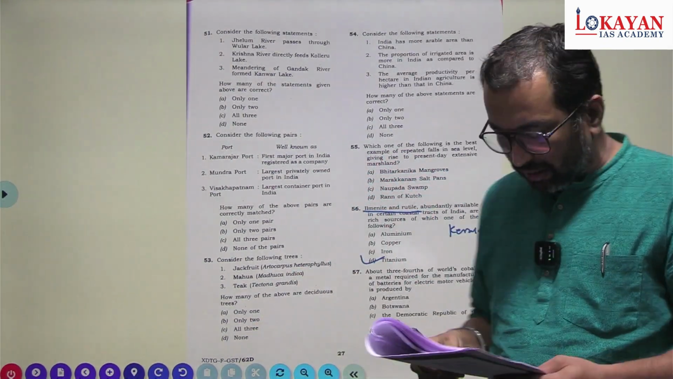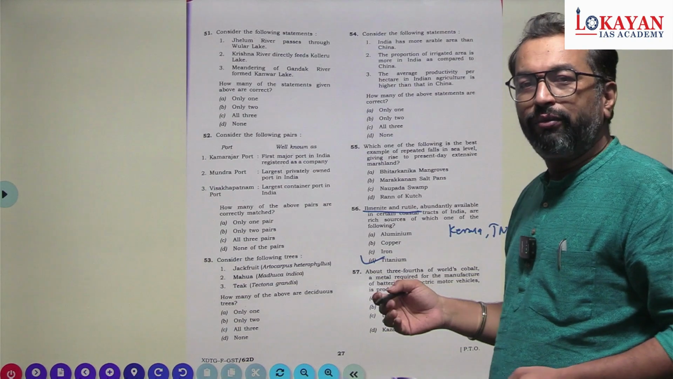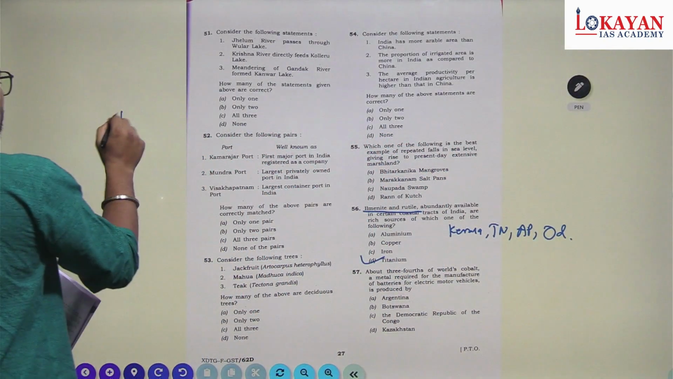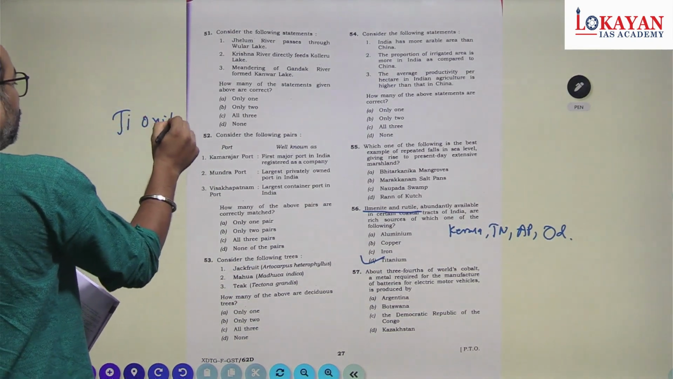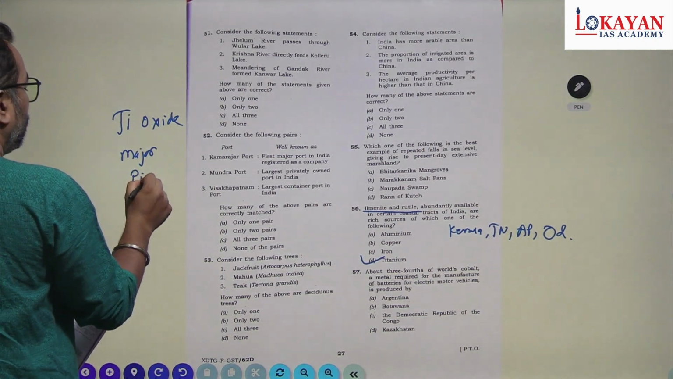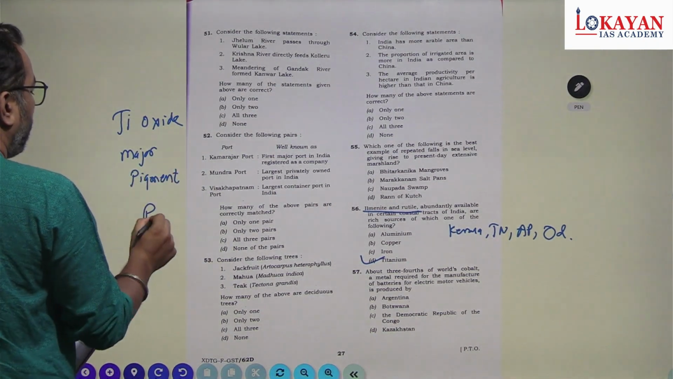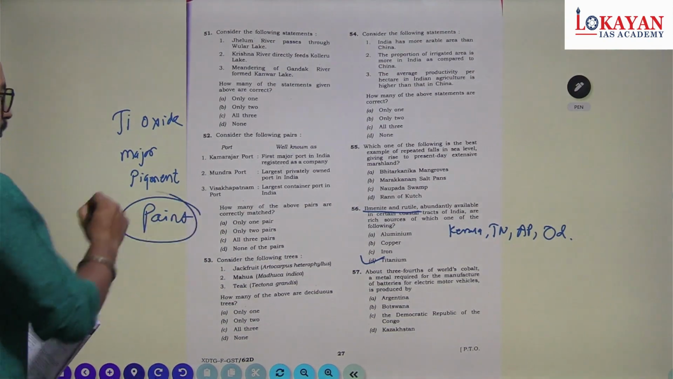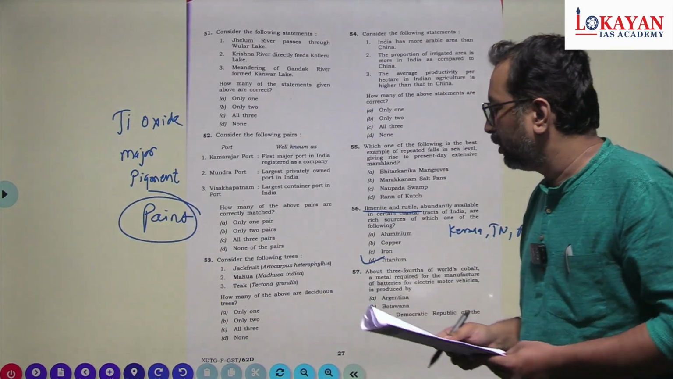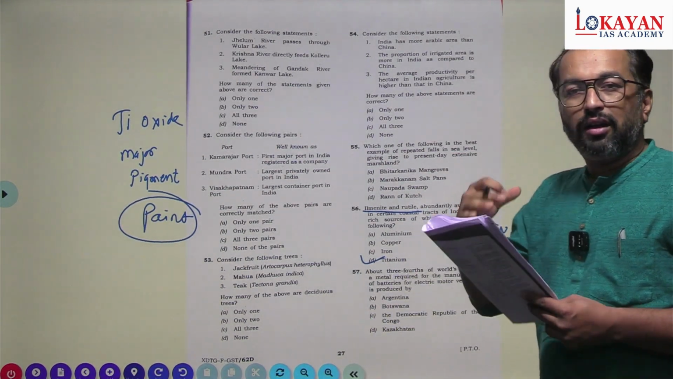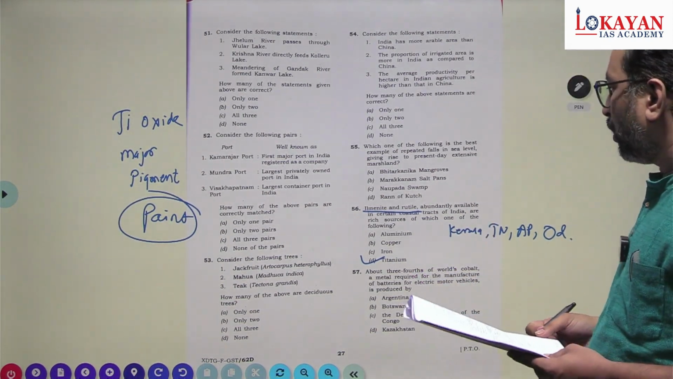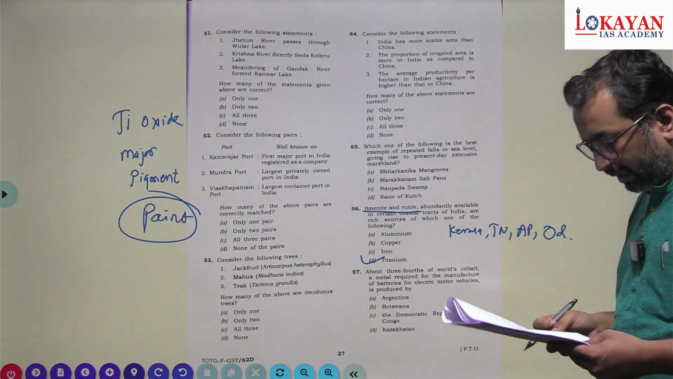So in various surgeries, it can be used, and another major use of titanium is in paint. Titanium oxide is a major pigment used in paint. So keep this additional information also in mind. Sometimes they ask the region or geography, sometimes they ask the usage. So question number 56, answer is titanium.